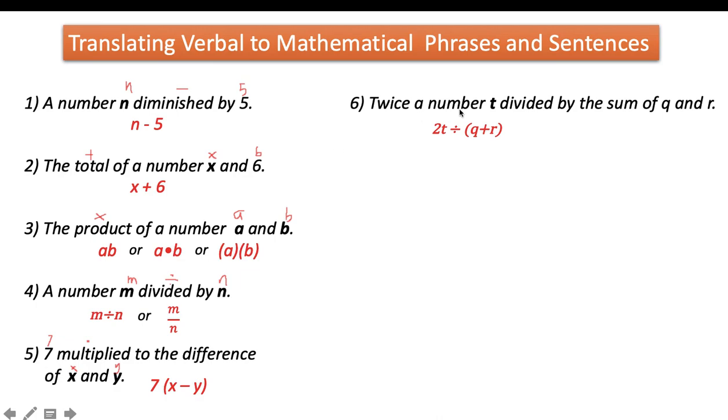In given number 6, twice a number t divided by the sum of q and r. So twice means times 2. So 2 times the number here which is represented by a variable t. So we will write this as 2t. And this will be divided by the sum. Again, it is not divided by q or by r, but the sum of q and r. So it means we will be prioritizing q and r. So we are enclosing q and r in a parenthesis. So whatever the sum of q and r, this will be divided to 2t. And this is how our mathematical phrase is written.